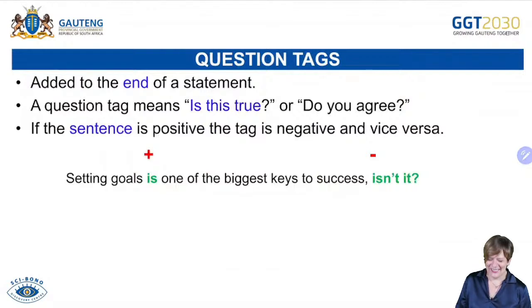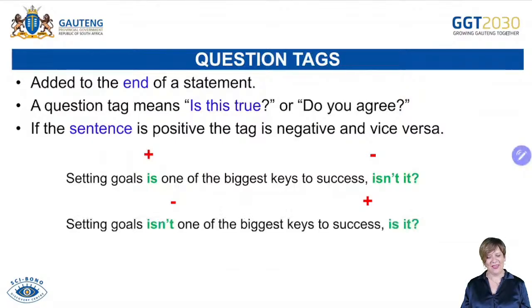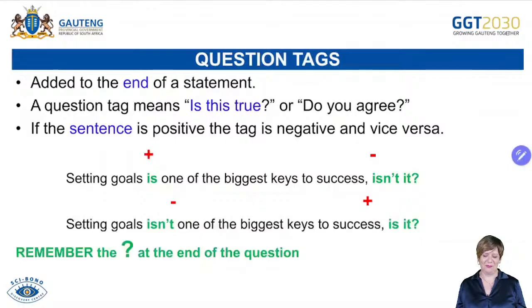Let's look at my sentence. Setting goals is one of the biggest keys to success. Is positive. So now the tag must be negative. Always remember positive and a negative. Here's another example. I could have started with a negative. Setting goals isn't one of the biggest keys. Is it? Negative, positive. Can't have two negatives, can't have two positives.